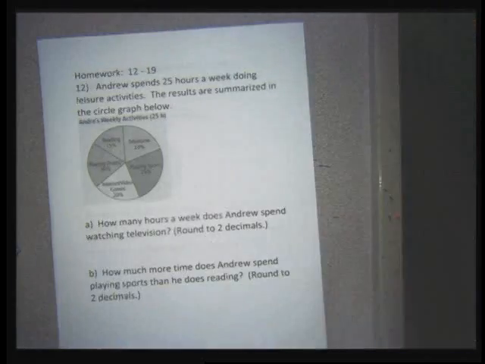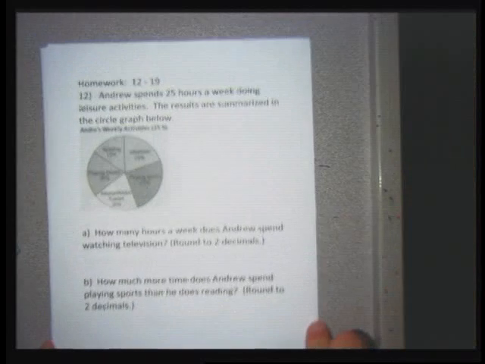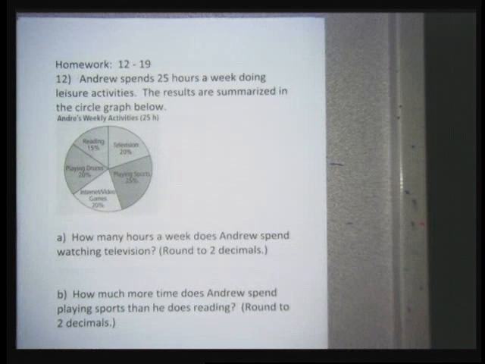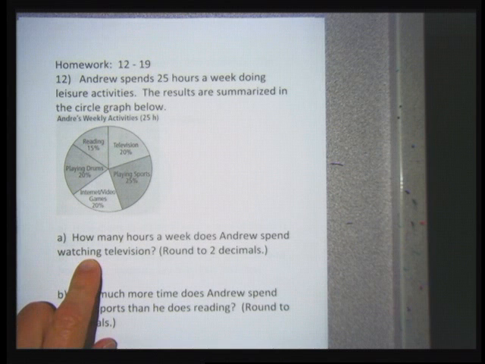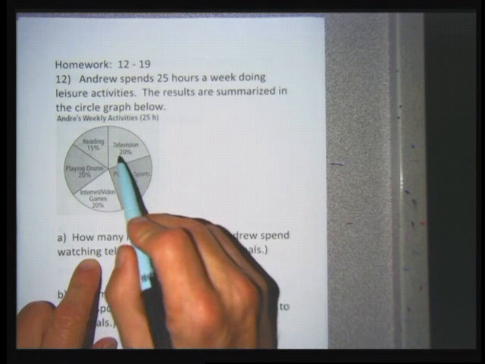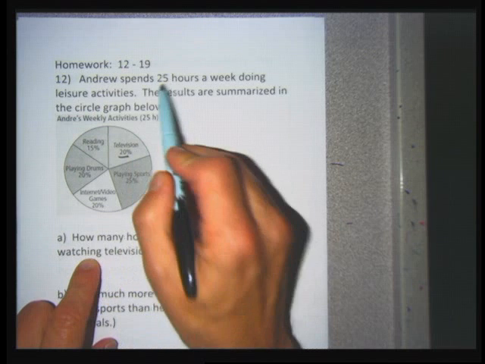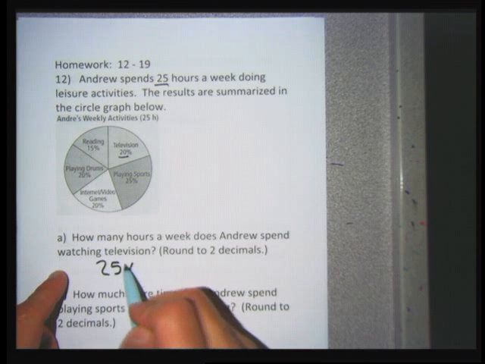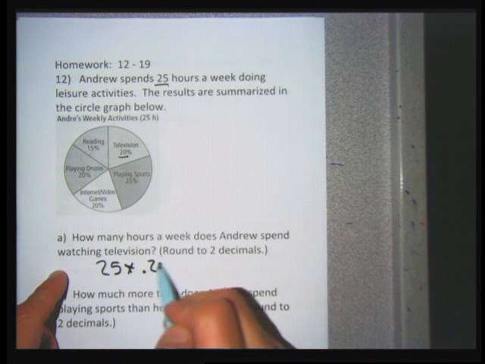All right, so now homework problems. I get to do number 12 because it's even. So it talks about Andrew. Hopefully I'll blow it up a little bit to make it as readable as it can. So Andrew spends 25 hours a week doing leisure activities, and here's what he does: plays drums, video games, sports, TV, and reads. So how many hours a week does Andrew spend watching television? Well, he spends 20% of his leisure time watching television of the 25 hours. So I'm going to take the 25 hours that he has available for leisure time and multiply it by 20% as a decimal, which is 0.2.